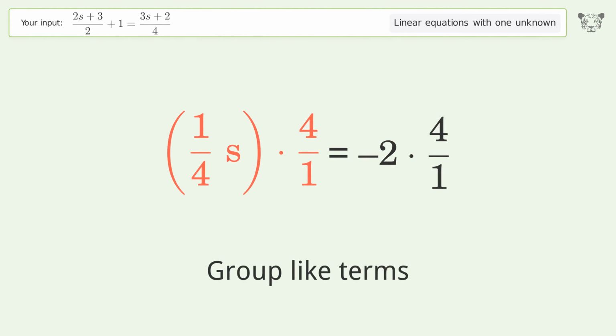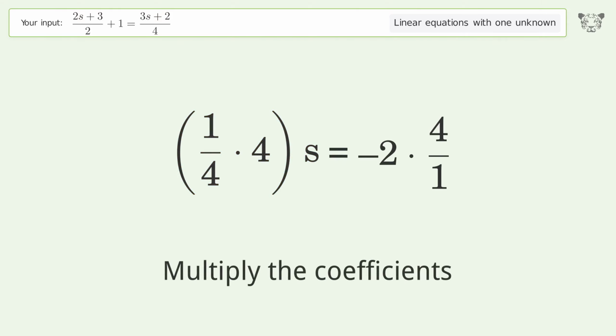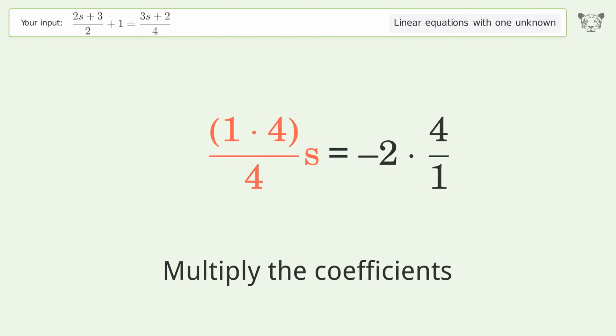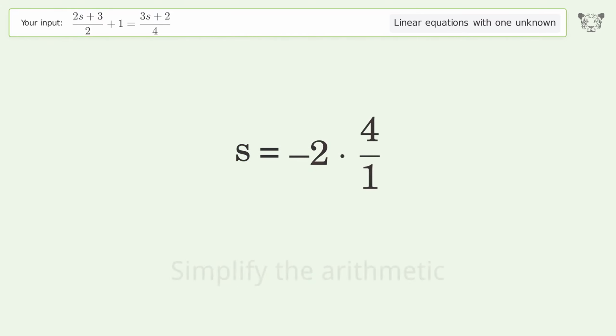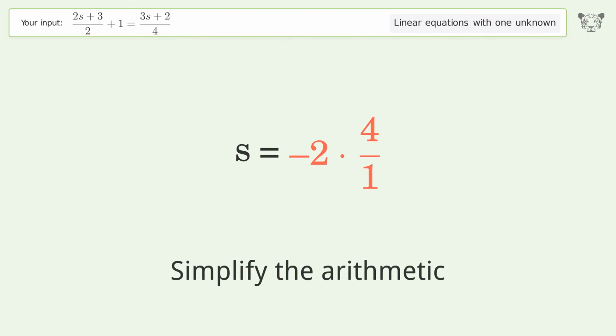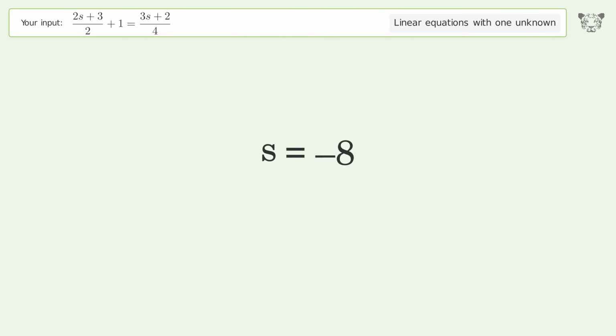Group like terms. Multiply the coefficients. Simplify the fraction. Simplify the arithmetic. And so the final result is s equals -8.